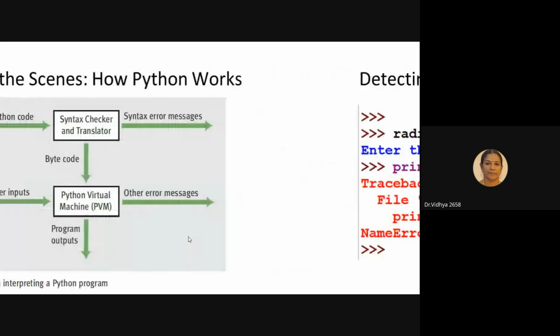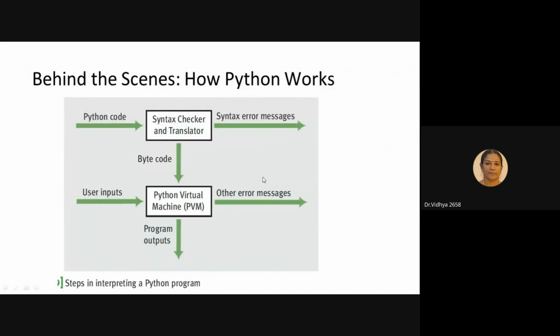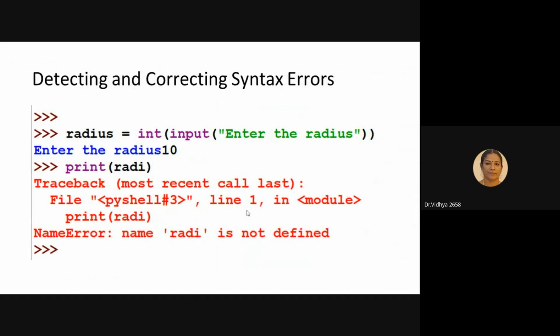So we have seen the syntax error messages, and another one is any other error messages. Basically, syntax error detection and correction is very, very important. How we can do it, you can see with this example: we have a variable called radius, which is equal to int input of enter the radius. That means we are reading the radius. It is given here as 10.